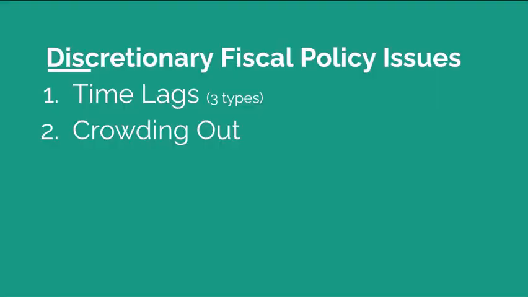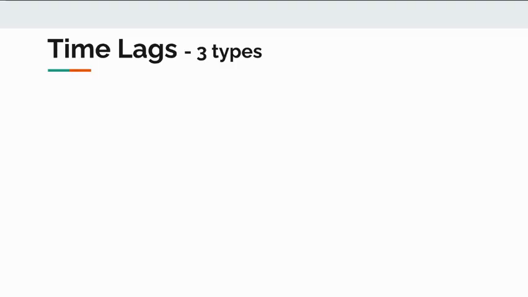Okay, we're done talking about automatic stabilizers, so we're moving on to part 2 of lecture, which is discretionary fiscal policy issues. So there are 2 issues, time lags and crowding out. Time lags are pretty straightforward and easy.